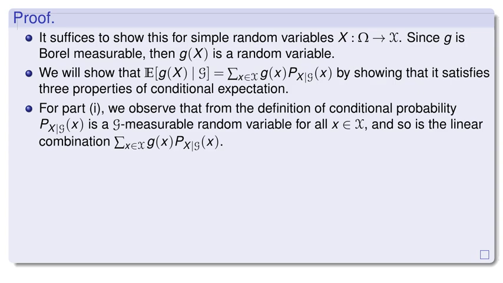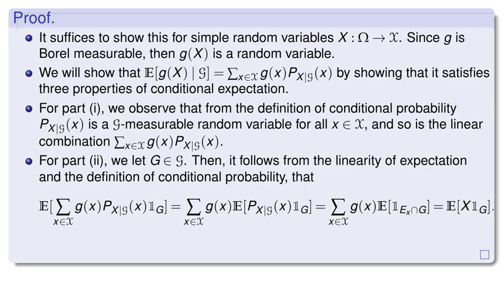For part 1, measurability, from the definition of conditional probability, P sub X given script G of x is a script G measurable random variable for each x in script X. Therefore, any finite linear combination like the sum over x in script X of g of x times P sub X given script G of x is also script G measurable.